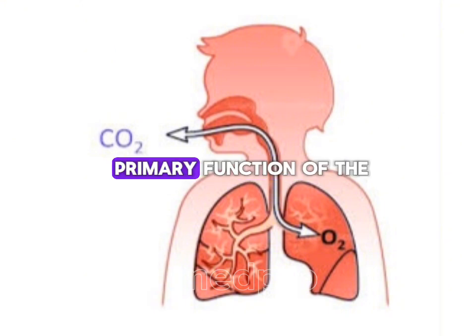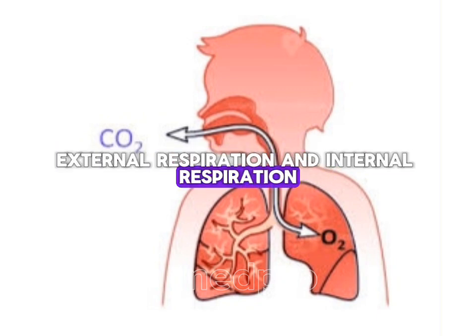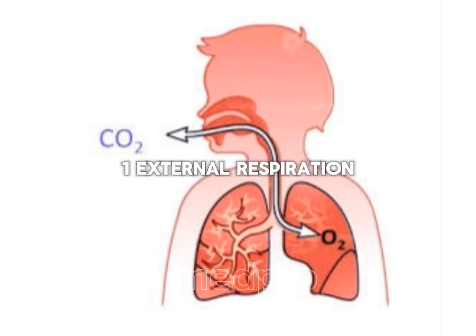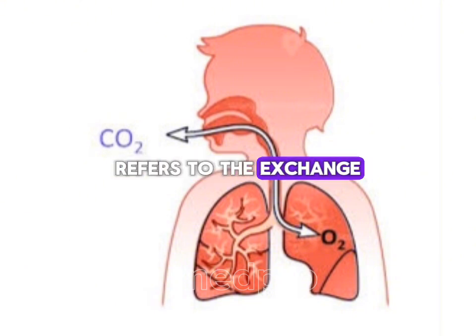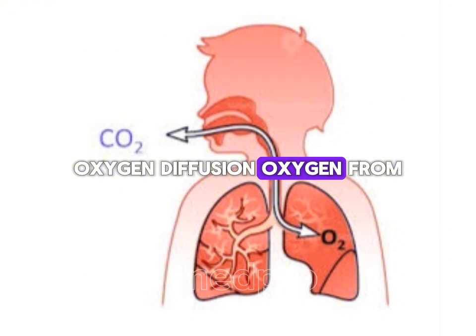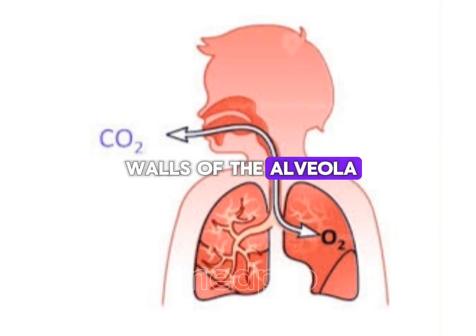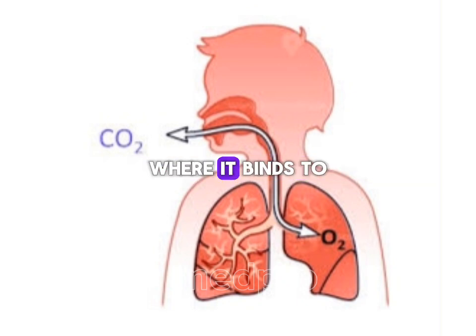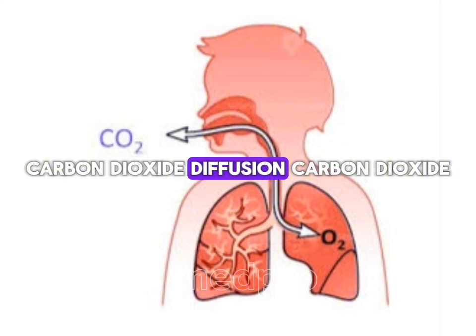Mechanisms of gas exchange. Gas exchange is the primary function of the respiratory system, and it occurs in 2 main phases, external respiration and internal respiration. 1. External respiration. External respiration refers to the exchange of gases between the alveoli and the blood in the pulmonary capillaries. Oxygen diffusion. Oxygen from the air we breathe diffuses across the thin walls of the alveoli into the surrounding capillaries, where it binds to hemoglobin in red blood cells. Carbon dioxide diffusion.